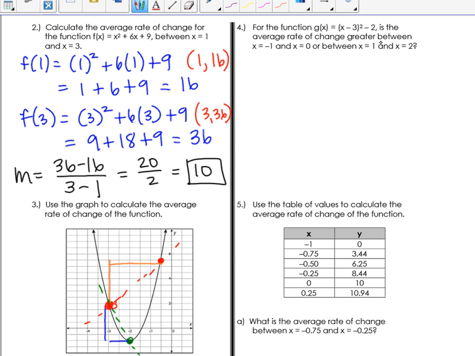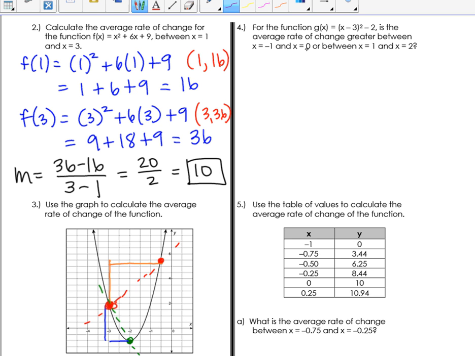So if you look at number 4, this might be a good one, you guys, if you want to pause the video right now and work through it, read it, and then it's the same idea as what we just did in number 3. Read it, pause it, and then hit play again and see how you did. But for this function, it's in vertex form. So we need to figure out all of the y values that correspond to these x values because it says, what's the average rate of change? Is it greater between x equals -1 and 0 or between x equals 1 and 2? So we could graph this and get an idea of what's going on, or you can substitute values in.